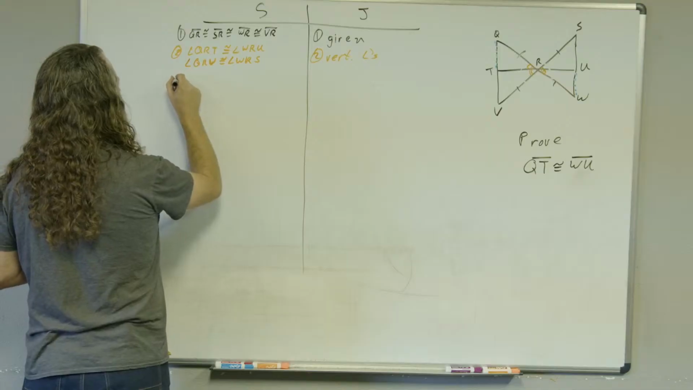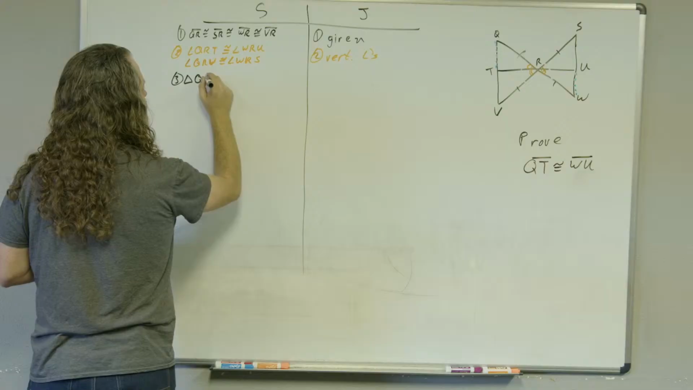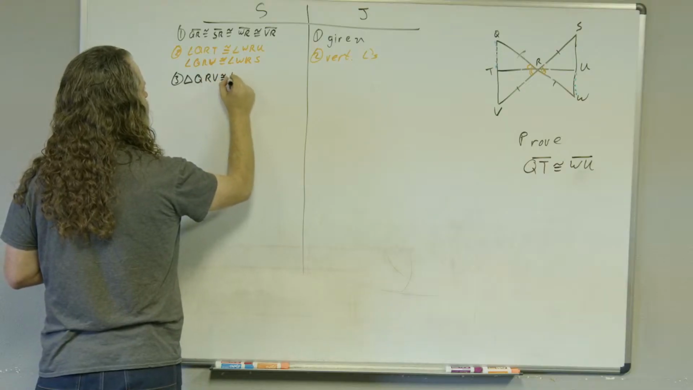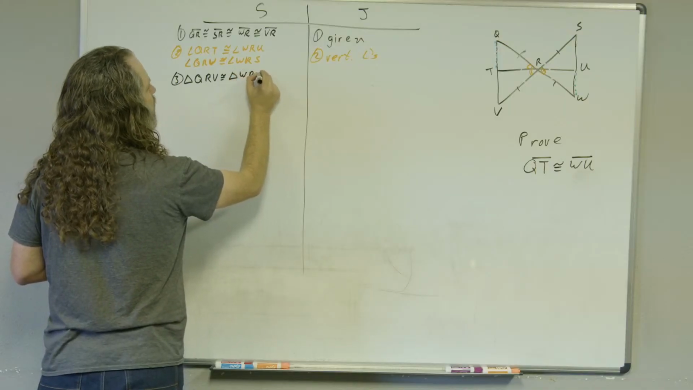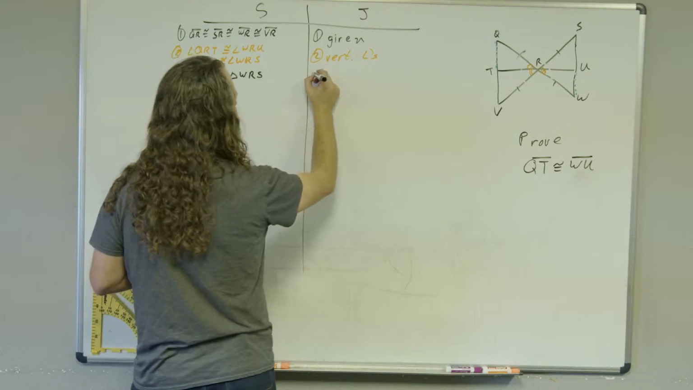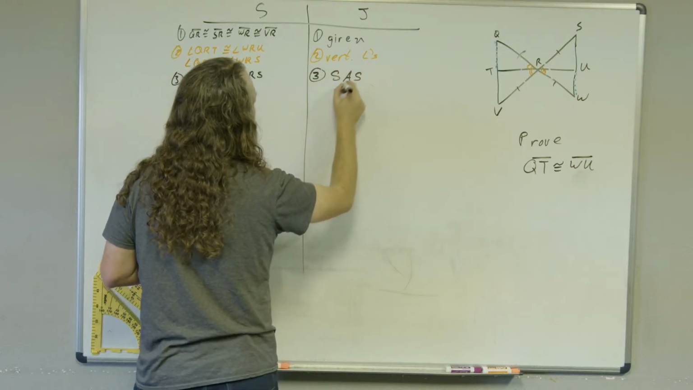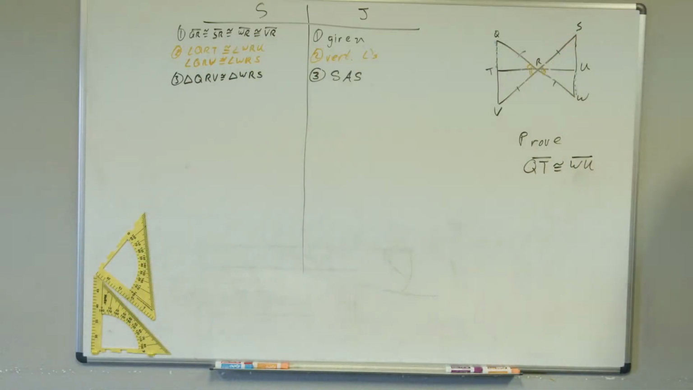So, triangle QRV is congruent to triangle WRS because side, angle, side. So we have these big triangles, which means all of their corresponding parts are congruent, which is useful. All right, now what could we say with that?